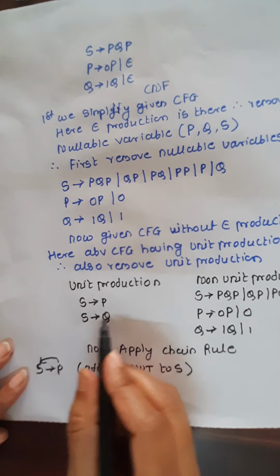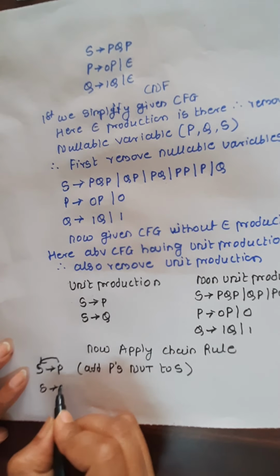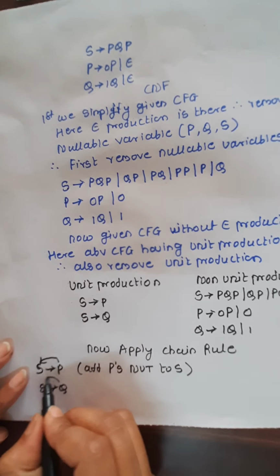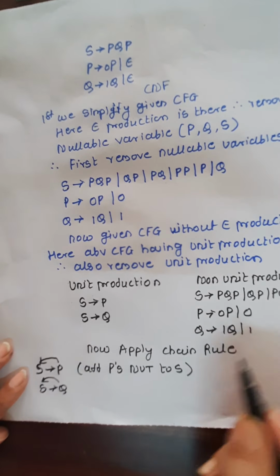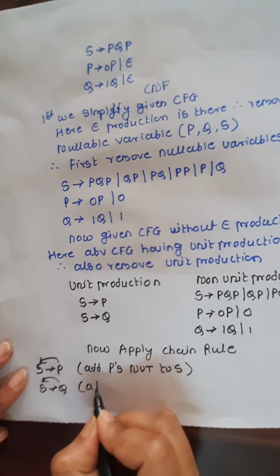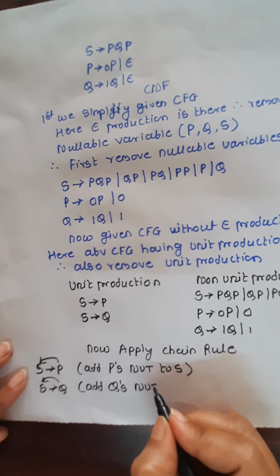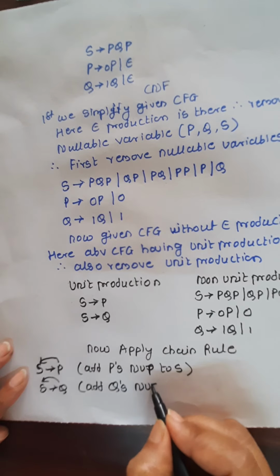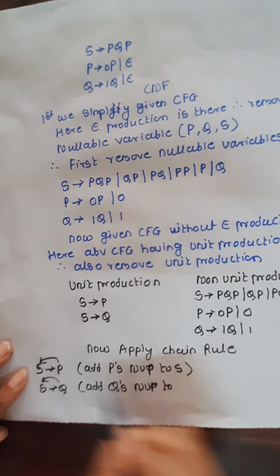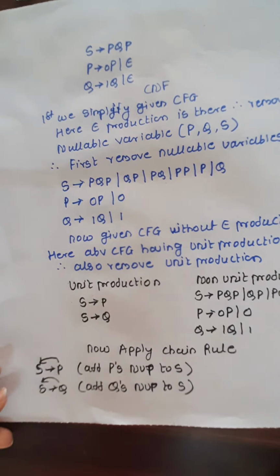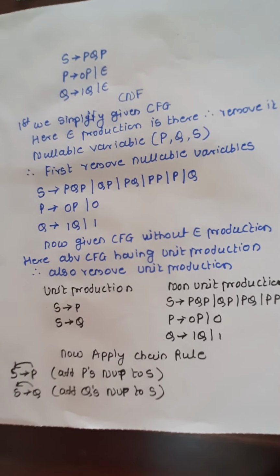Fine. And by this rule, S gives Q. What to do? Very simple. Q's non-unit production, this one, add to S. Add Q's non-unit production to S. Clear everyone till that point?